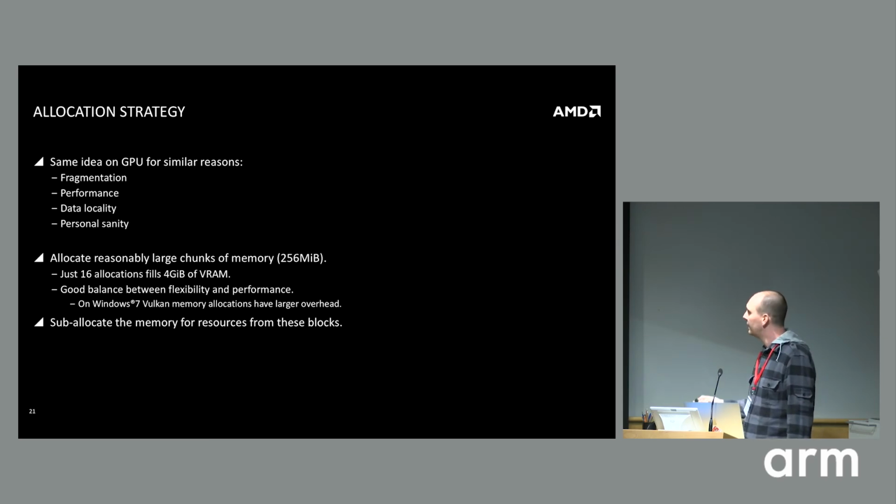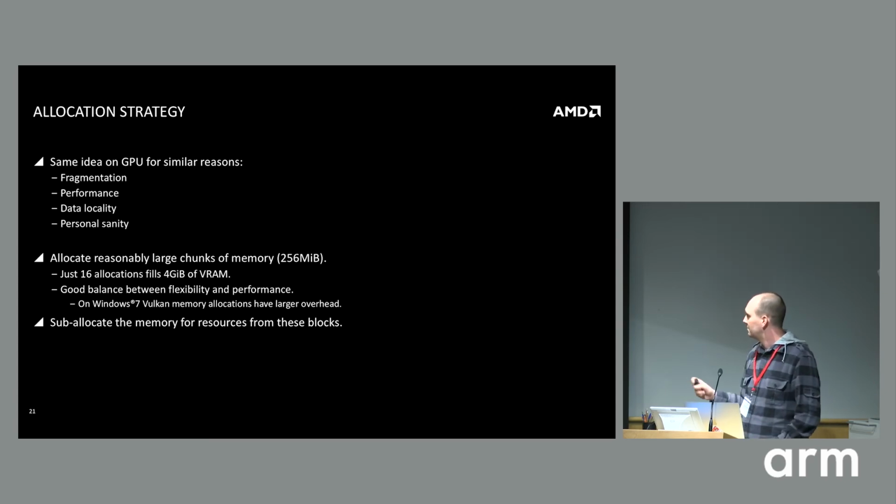And it's for similar reasons as you would not do this in a CPU program. You would fragment your memory probably reasonably fast. Performance would be fairly poor. You would have poor data locality, or minimal control of data locality, and your personal sanity would also probably suffer as a result. So good reasons not to do that. This advice echoes what we heard in the last talk from Ferrell. You probably want to allocate reasonably large chunks of memory and sub-allocate from within that and try to manage that as best you can.